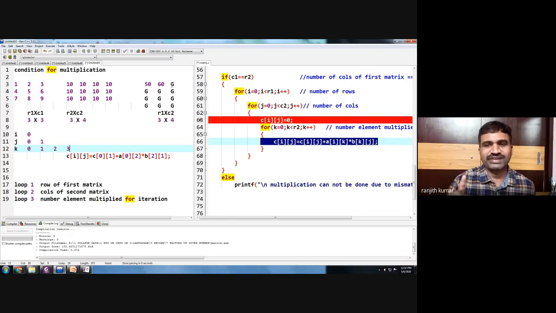Now we will repeat one more last step. Once again, what will happen? This K value will become 4 and the condition will become false. Then J value will become 2. And once again, the K will be initialized to 0. So now we will repeat the one more last. Are we clear?